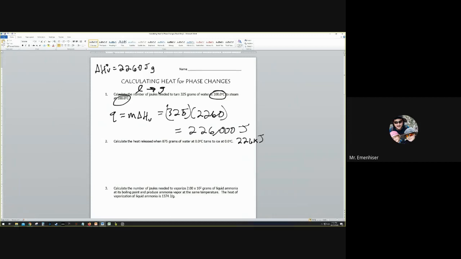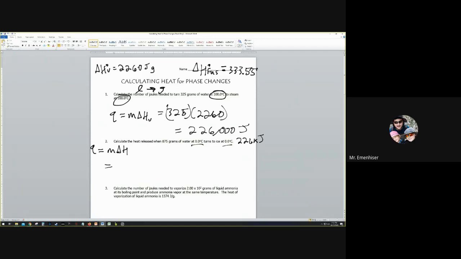Okay. All right, number 2, calculate the heat released when 875 grams of water at 0 degrees Celsius turns to ice at 0. So notice that the temperature is not changing. So this is a phase change. Q is equal to M times delta H. The delta H of fusion, I'm going to write up here, or melting, is equal to 333.55, and it's positive. It's positive because we have to put energy in order for it to melt.